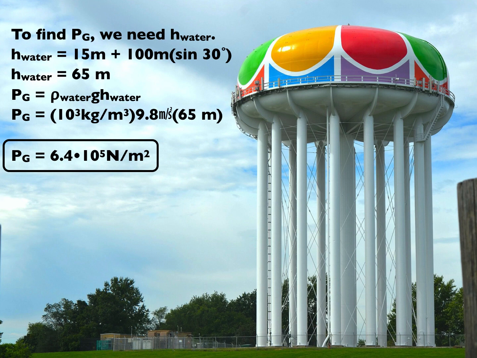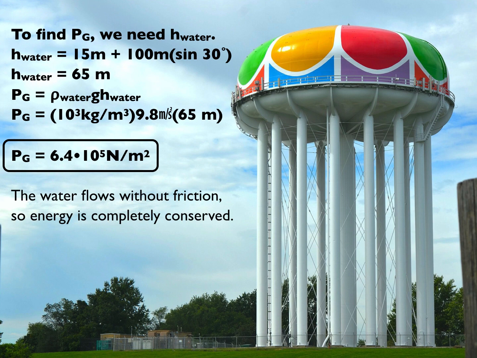Okay. The follow-up, though, was asking, how high does the water burst out of that pipe? And the clue was, the water flows without any friction. That means energy is conserved. And if energy is conserved, the water goes all the way back up to the top.